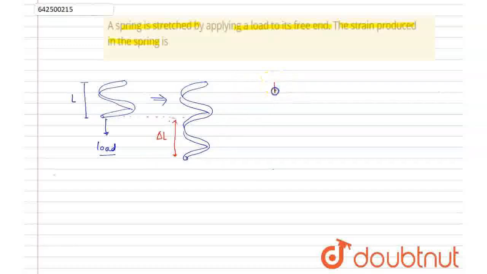And as the force or the load is applied along the length of the spring, we get to know there is a strain produced by the spring, which is a longitudinal strain, which is equal to delta L by L.